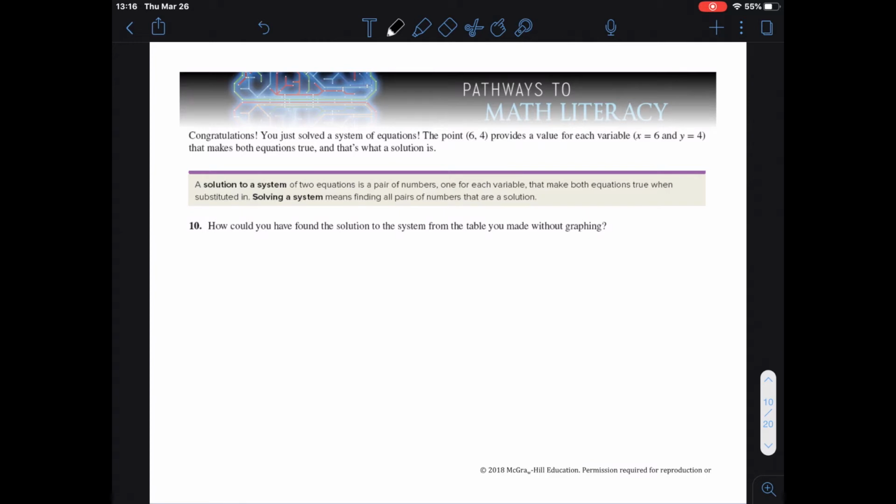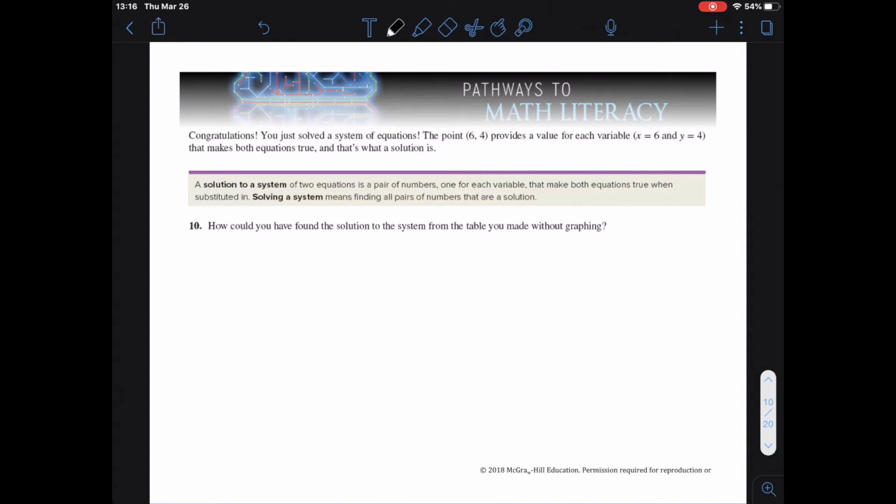A solution to a system of two equations is a pair of numbers, one for each of the unknown variables, that make both equations true when substituted in. Solving a system means you're finding all pairs of numbers that are a solution to both.